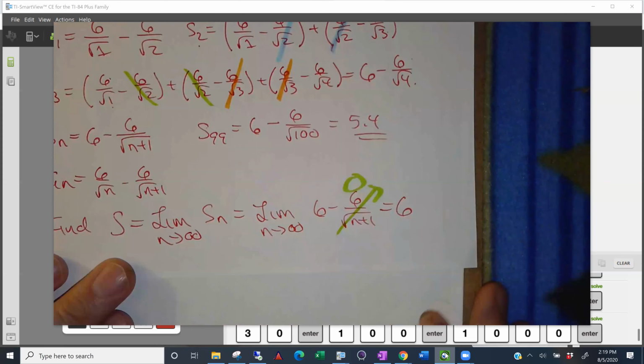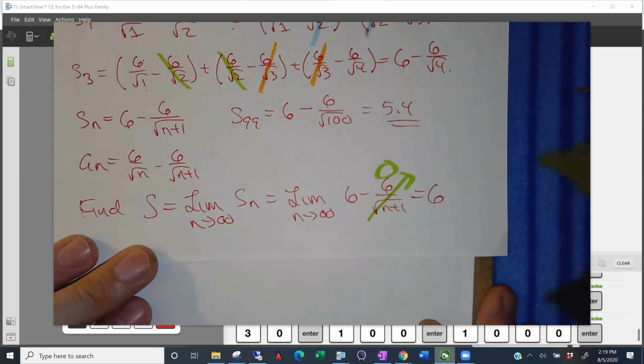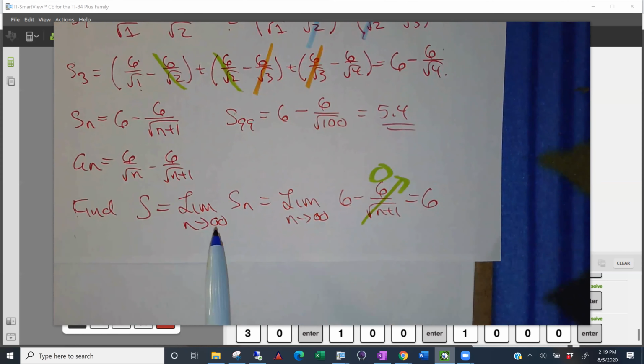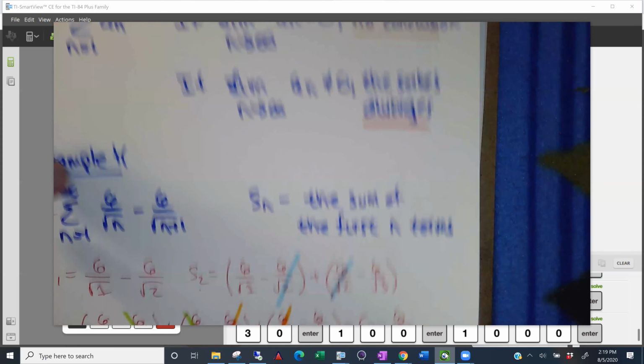Could you go back to the limit thing real quick? Yeah. Question here? So, I'm kind of confused on what exactly is A sub n versus S sub n.